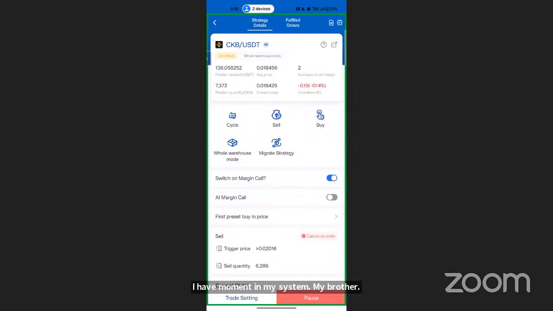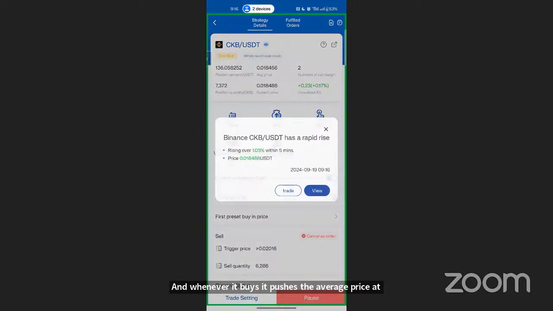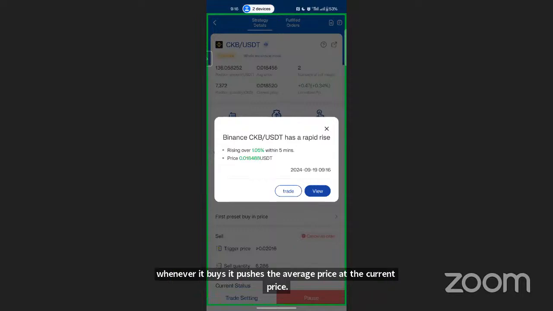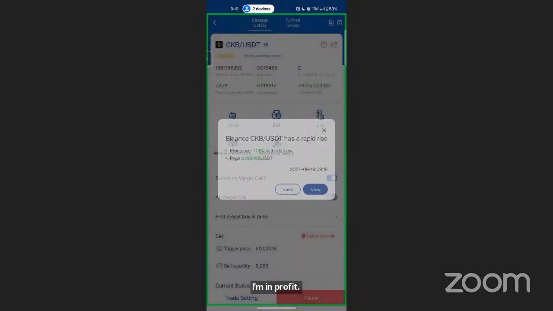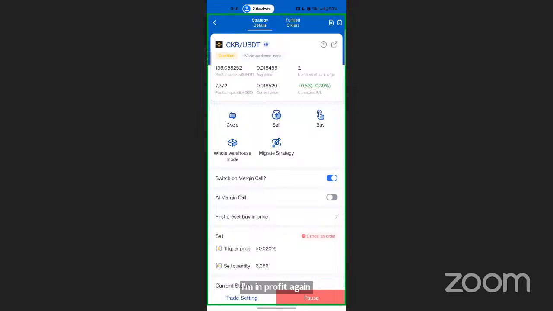Increase your risk. It has bought 2 margin calls. And whenever it buys, it pushes the average price close to the current price. I'm in profit. I'm in profit again. And now this time round, I'm selling huge. And once it sells now, I will not come again.